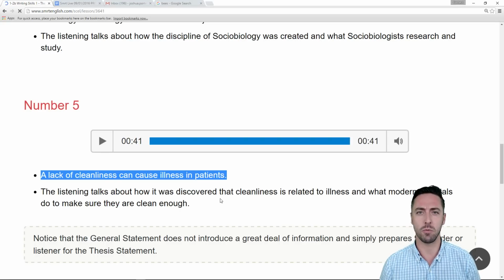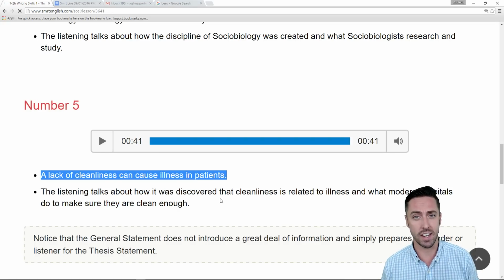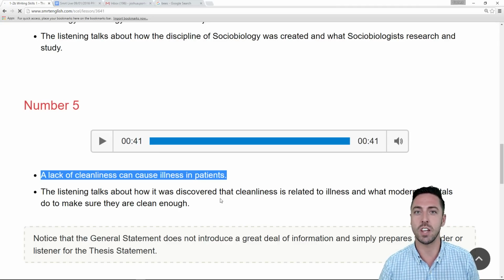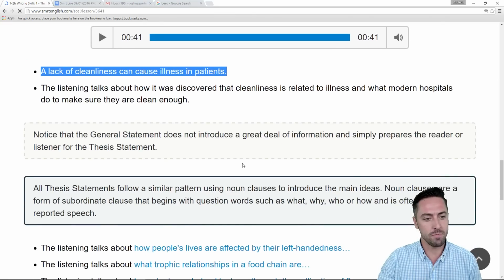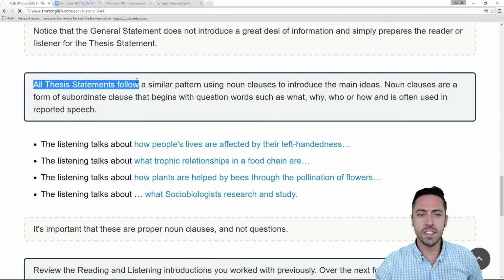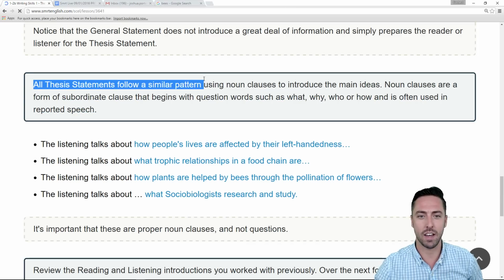It's a general idea, it's a concept. And we're gonna think more about it. We're gonna learn more about it in this essay or lecture. All of these are different topics, different essays or different lectures, but they're examples of general statements. So as we continue on here, all thesis statements follow a similar pattern.